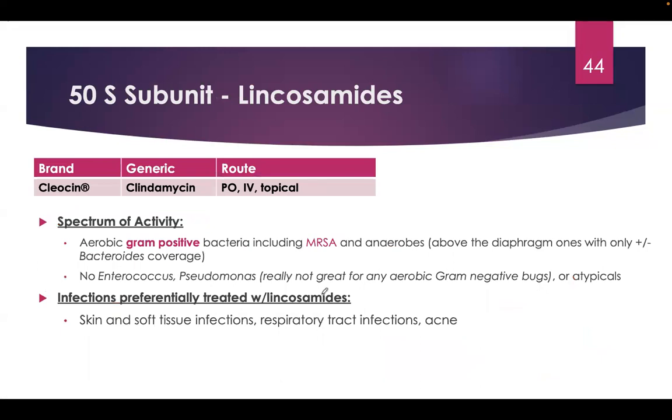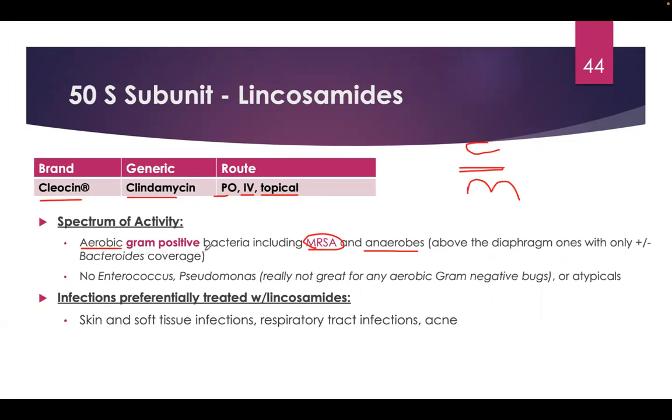So moving on to the lincosamides, this is going to be clindamycin. This is Cleocin. This comes in topical. This comes in PO and IV. Its spectrum of activity is the aerobic gram-positive bacteria. It does have MRSA coverage. It's not 100%, but it's not bad. It does have some anaerobes. So the typical saying is clindamycin above the belt and metronidazole below the belt. So that's something to keep in mind as you do these.